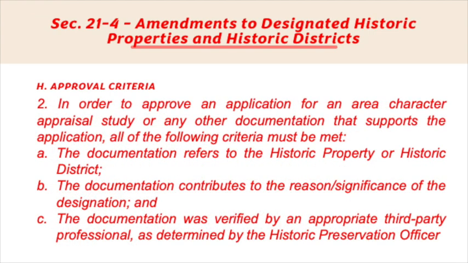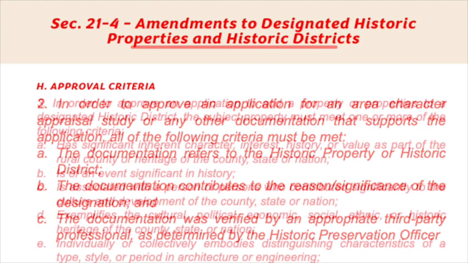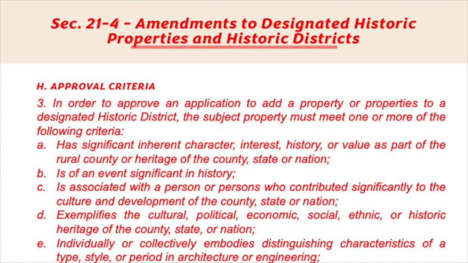2. In order to approve an application for an area character appraisal study or any other documentation that supports the application, all of the following approval criteria must be met. A. The documentation refers to the historic property or historic district. B. The documentation contributes to the reason/significance of the designation. And C. The documentation was verified by an appropriate third-party professional as determined by the Historic Preservation Officer. 3. In order to approve an application to add a property or properties to a designated historic district, the subject property must meet one or more of the following criteria.